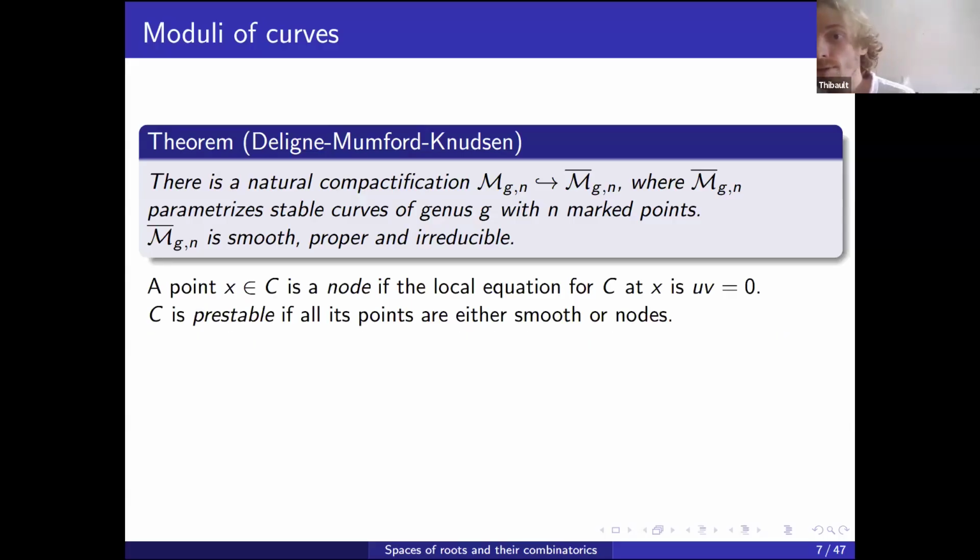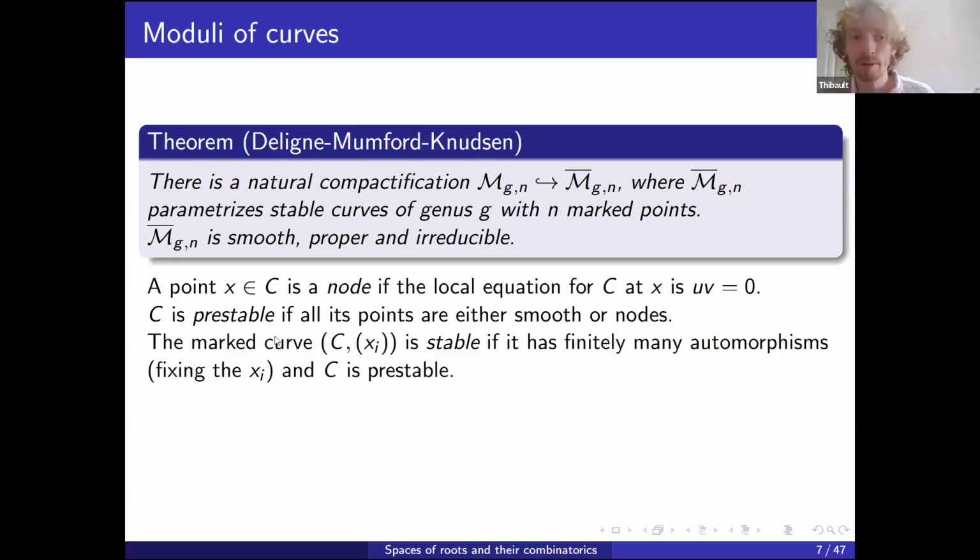So I need to tell you what a stable curve is. A stable curve is a curve that at every point is either smooth or has a nodal singularity, meaning that locally it looks like the intersection of two lines with equation product of two parameters u and v equals 0. And if you want to be stable, you also have to ask that the curve, considered as a curve with its markings, has finitely many automorphisms.